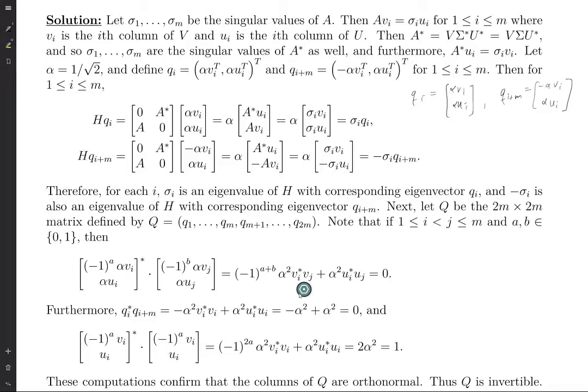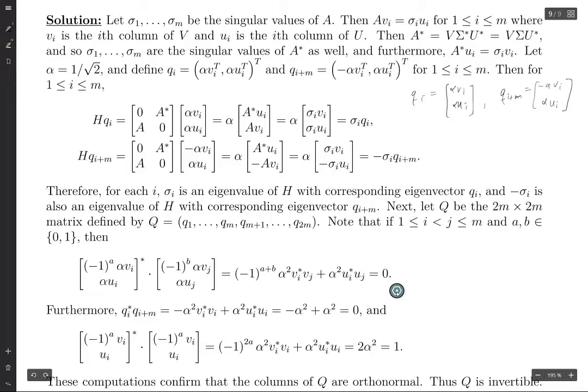Its columns form an orthonormal set, so the inner product of any two different columns is 0. And so this whole part is 0 since vi star vj is 0. And similarly, this part is 0 since ui star uj is 0. And so this inner product of these two vectors is 0.